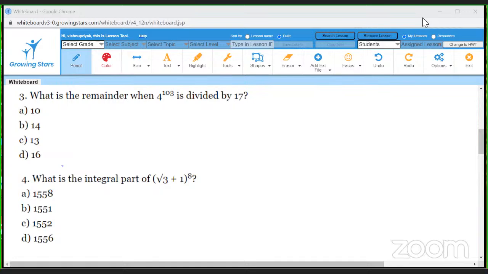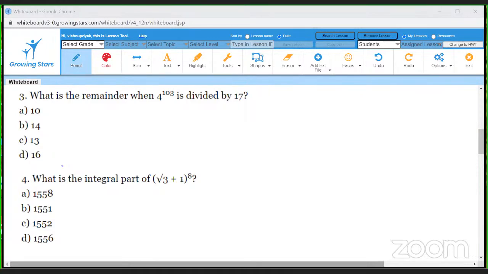Soundarya got B as the answer. I don't think B is the answer. Akash got D, Rakshita got D, Lohit got 16. Yes, this is the correct answer. D is the correct answer. For those who did not get, let us see.